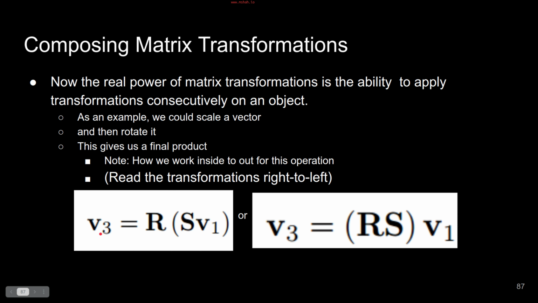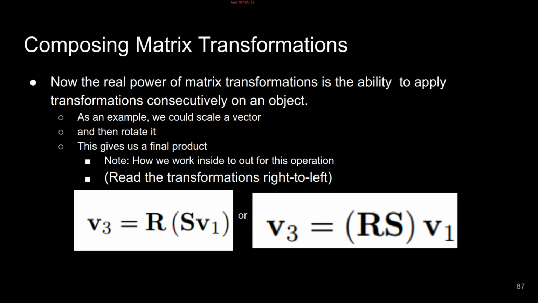Okay, so the key note here is if we have some vertex v3 that we're transforming, and we want to scale the vector and then rotate it. Well, we do this sort of backwards, if you will, okay? So we first scale the vertex and then we rotate it. So we're reading this right to left. Okay, that's how we do our transformations.